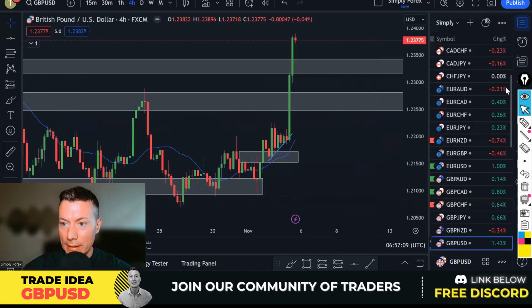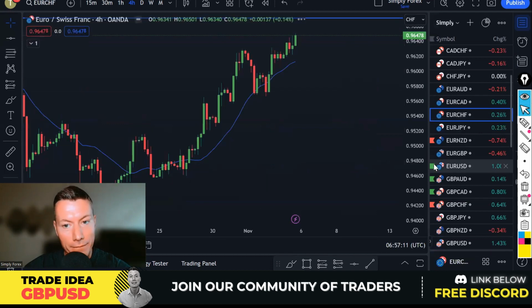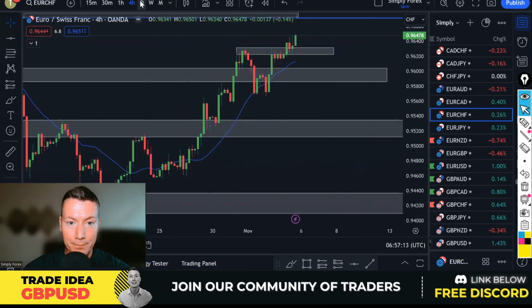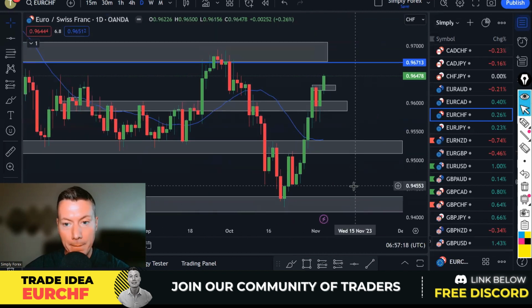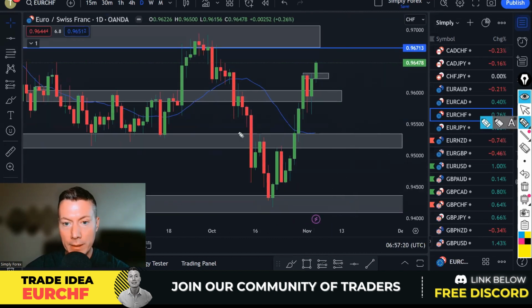Right. Next trade ideas is this. It's a bit of deja vu, but with Swiss franc pairs. So first one we're looking at is Euro Swiss franc. Because again, we were in a downtrend and then kapow.